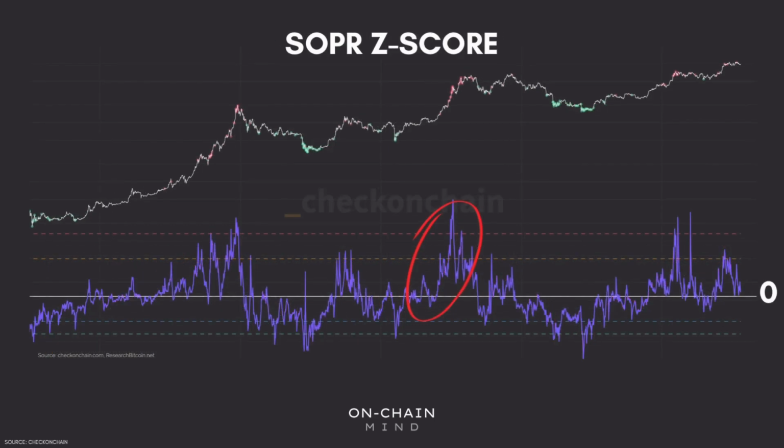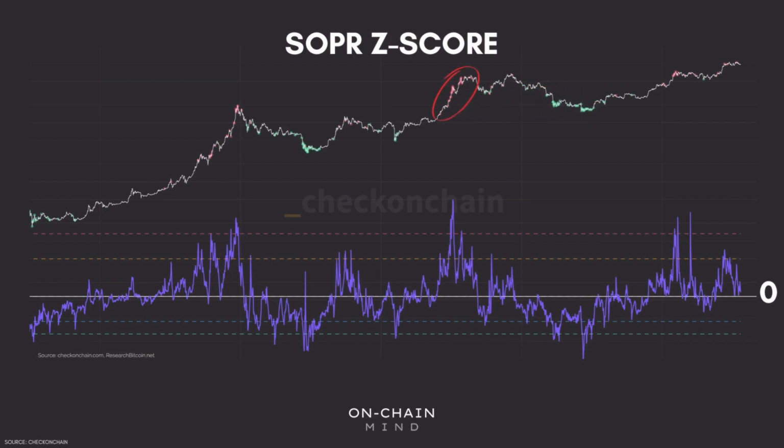During bull markets, SOPR tends to stay above 0 on the Z-score because investors take profits, but there's enough buying demand to absorb the selling. In bear markets, it often remains below 0 as investors capitulate and sell at a loss. A perfect example of this was the 2022 bear market. Many investors who had bought during the previous bull cycle panic sold at rock-bottom prices, leading to a surge in realized losses. This kind of capitulation drove prices sharply lower.